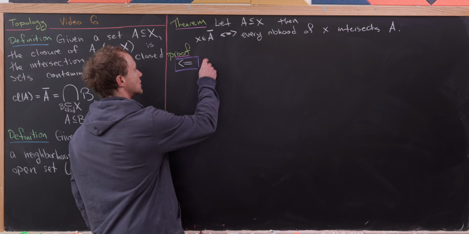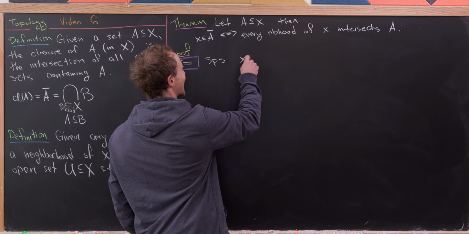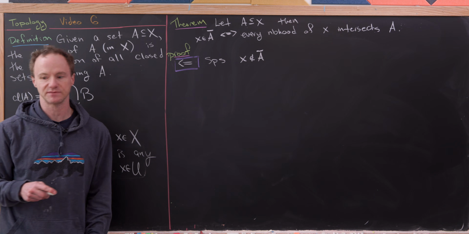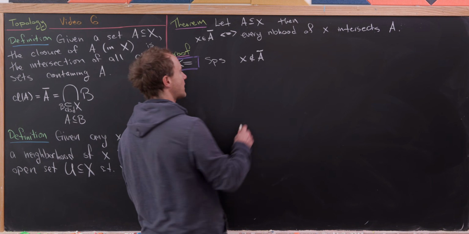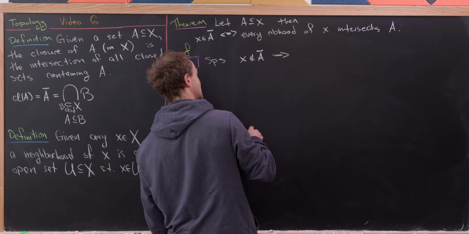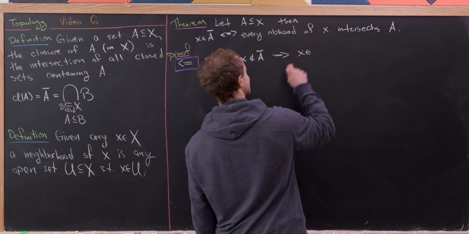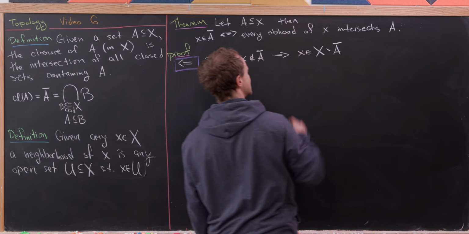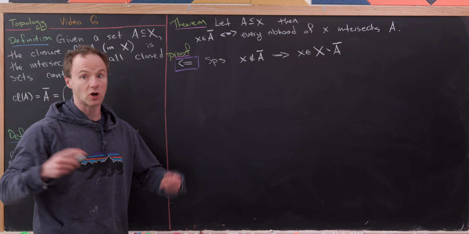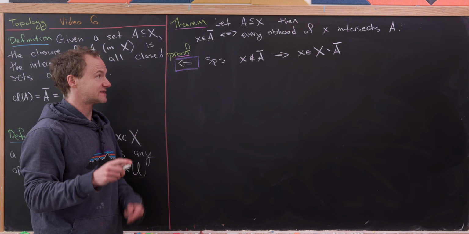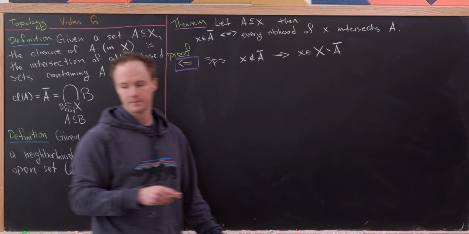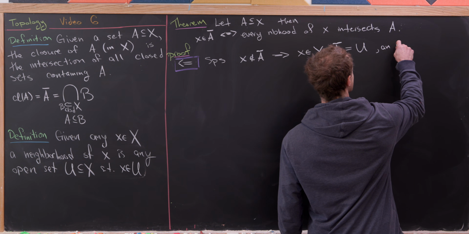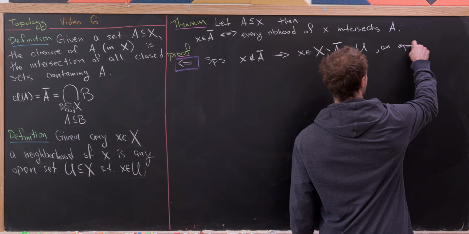Okay, so let's suppose that x is not in A bar. That's the negation of x being in A bar. But x not being in A bar means that x is in the complement of A bar in X. So that means that x is in the larger topological space set minus A bar. But let's set this equal to U and notice that this is an open set.